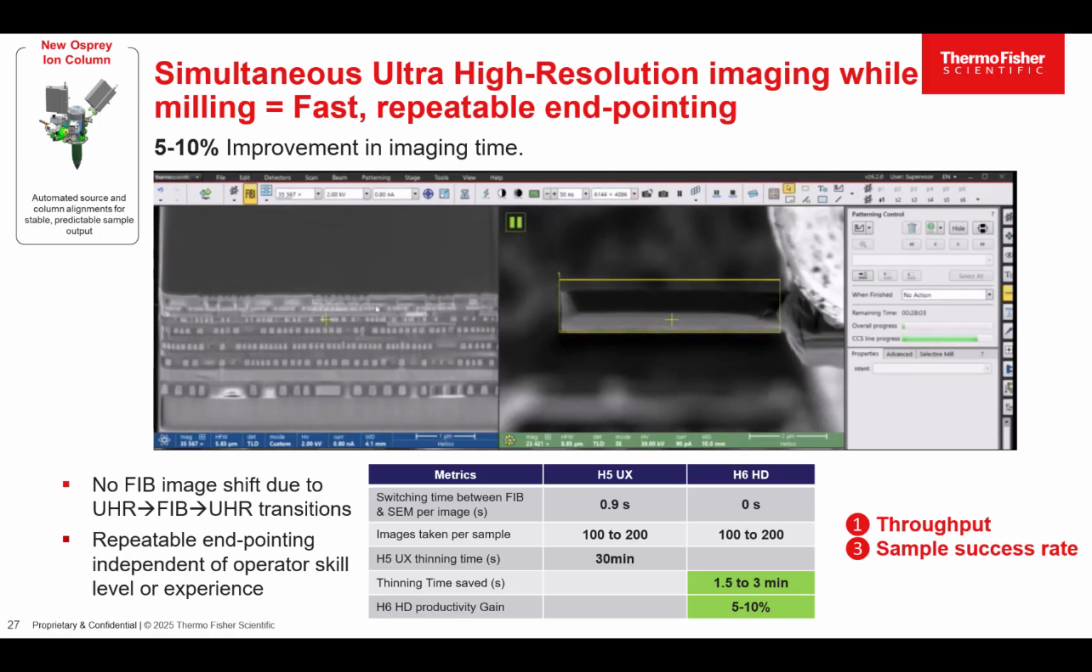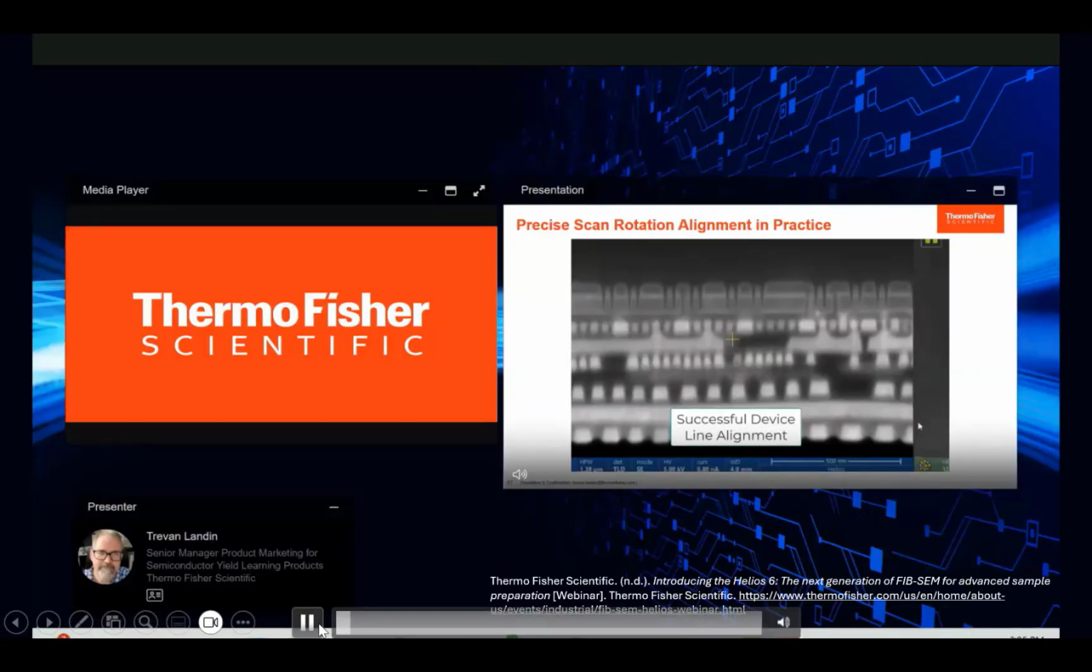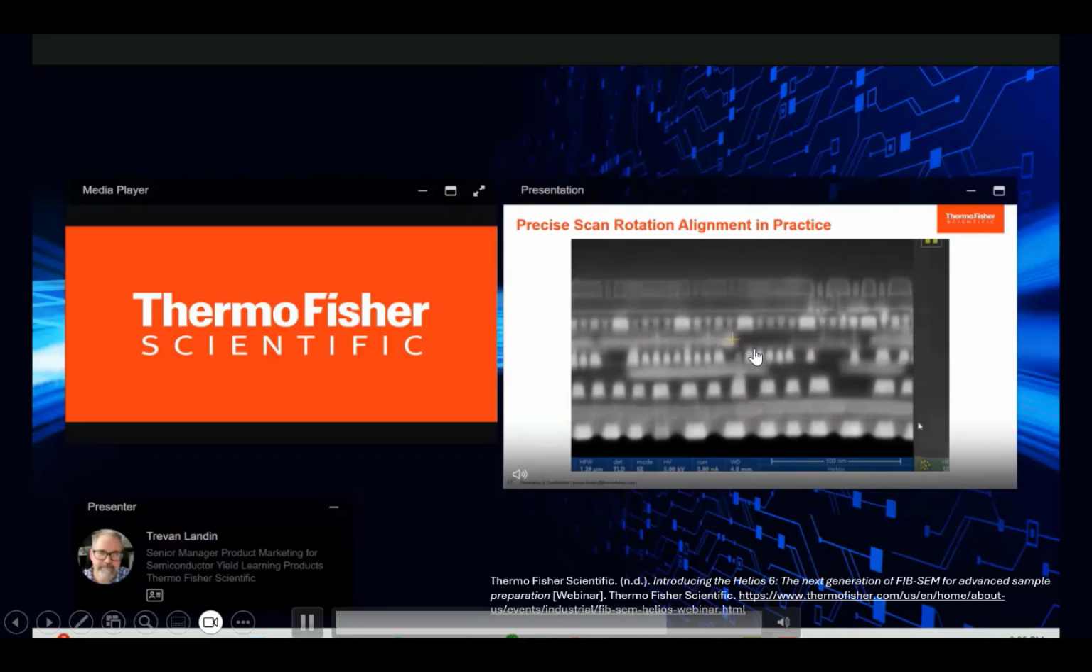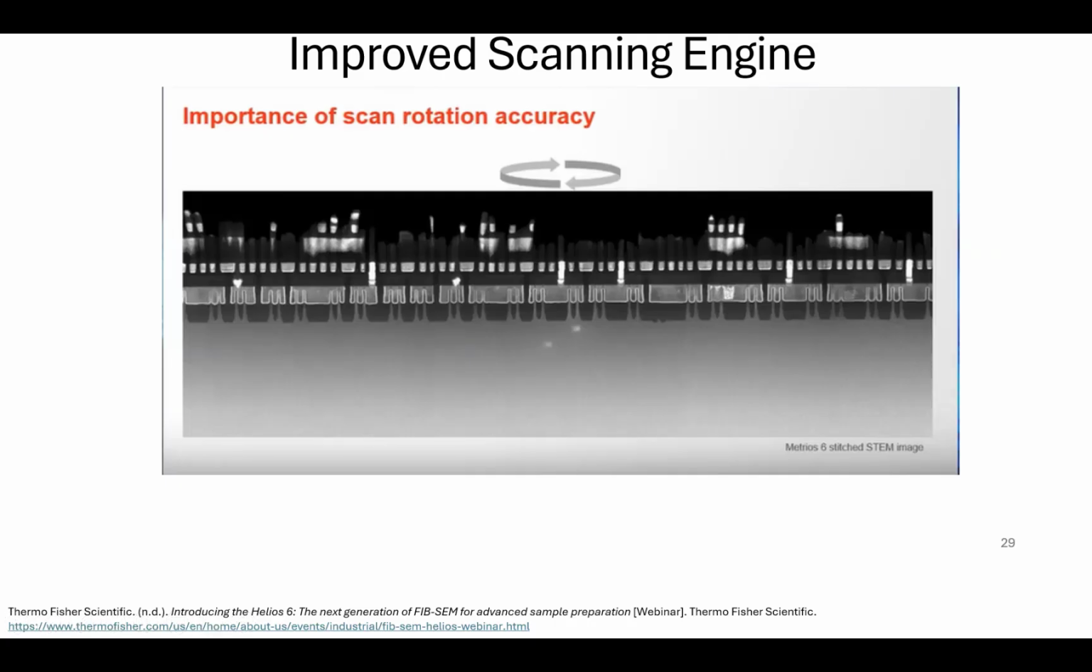And I'm just going to skip ahead because I also have a movie here that goes a little bit faster. So you can see these gates and these little fins kind of retreat in real time. So Thermo also made some significant improvements to the scanning engine so that when you initially set up your cut location or even the scan rotation that you're using during thinning, it's now extremely accurate. And you can perfectly align the image from left to right so that you know that you are cutting through this same gate all the way across.